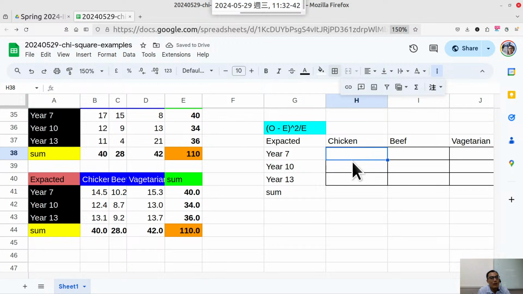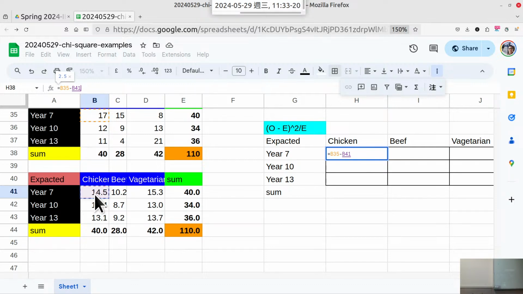Here we know where the observation is. Click equal. The observation is here, 17. Where is the expectation? Minus 14.5. I temporarily stop here. Next I will take a square of it. Again, we are going to calculate the value of O minus E, take the square value divided by E. And here O is 17 minus E, 14.5.